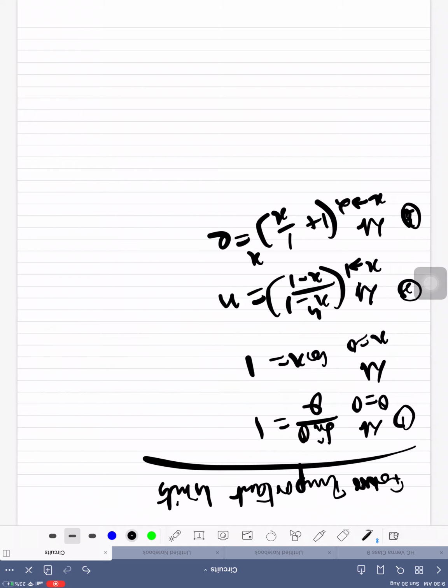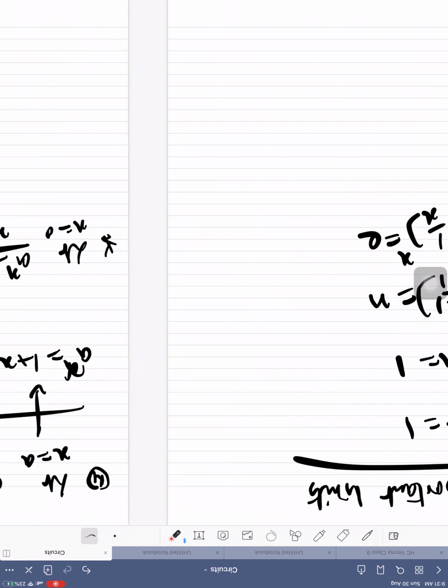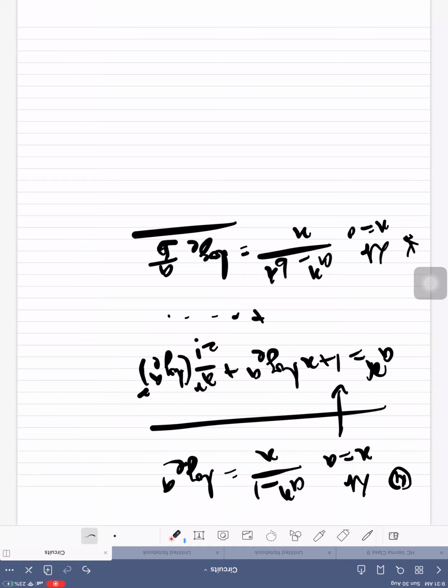Like that, limit x tends to 1 of x power n minus 1 by x minus 1 is n. Like that, limit x tends to infinity of 1 plus 1 by x whole power x is e. Okay, take an example: limit x tends to 0 of a power x minus 1 by x is log a base e.